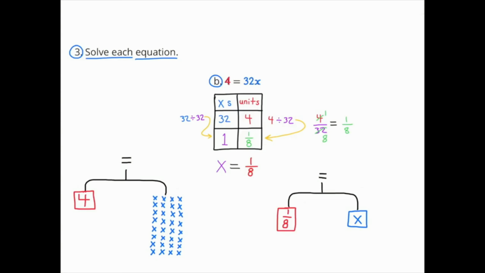So x equals 1/8. I also showed it as a hanger. 4 units on the left side is in balance with 32 x's on the right-hand side. The hanger that has 1x on the right-hand side is in balance with 1/8 unit. X equals 1/8.